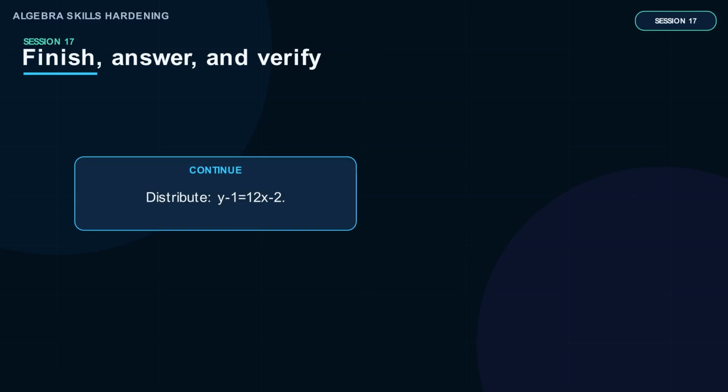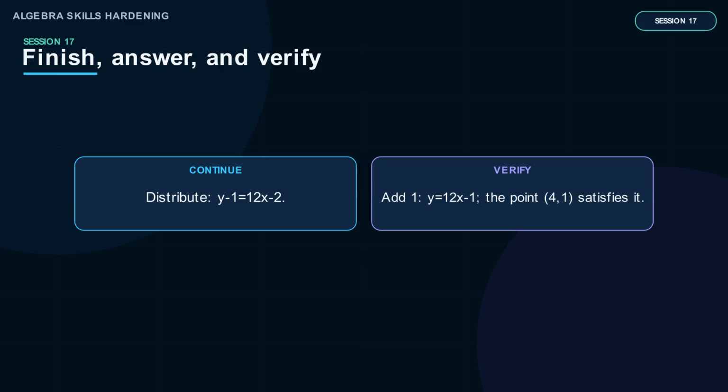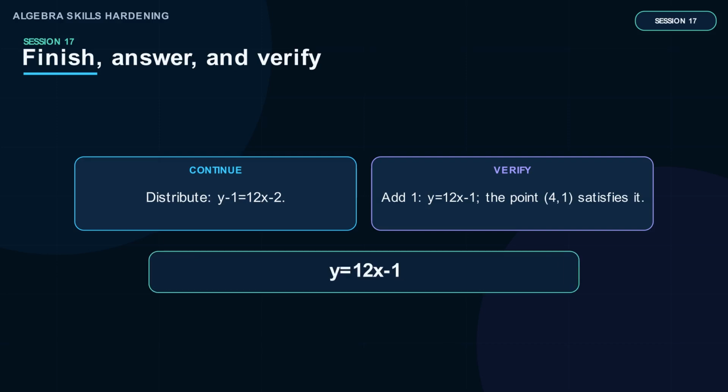Continue with the third step. Distribute: y minus 1 equals 1/2 x minus 2. State what the transformed line tells you. Complete the argument. Add 1. y equals 1/2 x minus 1. The point (4, 1) satisfies it. This is part of the solution, not decoration. The final answer is y equals 1/2 x minus 1. Compare it with the requested variable, expression, unit, interval, or classification. Verify from another direction: substitute, compare representations, inspect units, or test a boundary. Prove that the result satisfies the original conditions.